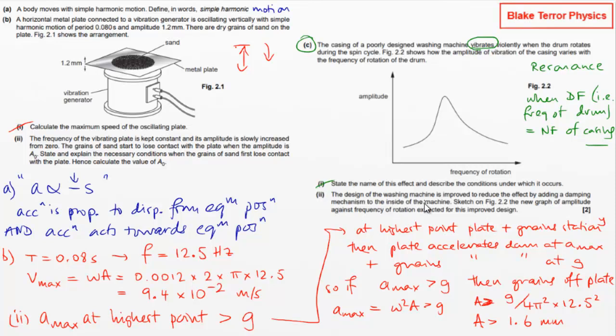Right, the design of the washing machine is improved to reduce the effect by adding a damping mechanism to the inside of the machine. Sketch on the graph a new graph of amplitude against frequency of rotation. Okay, so we want everything to be lower, because if it's damped, it's going to bring the amplitude down. And we also need to remember that the natural frequency must be either the same or lower than the previous natural frequency. So provided we've got something that's below this line all the way along, and this peak, the green peak, is to the left of the original peak, then we're fine.